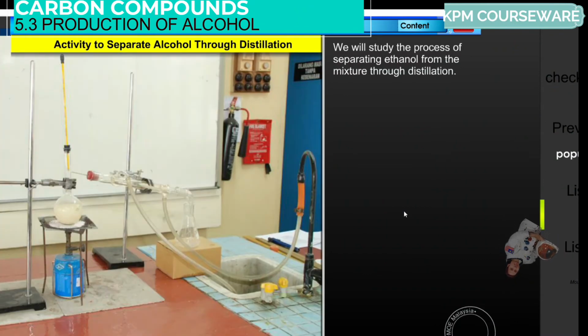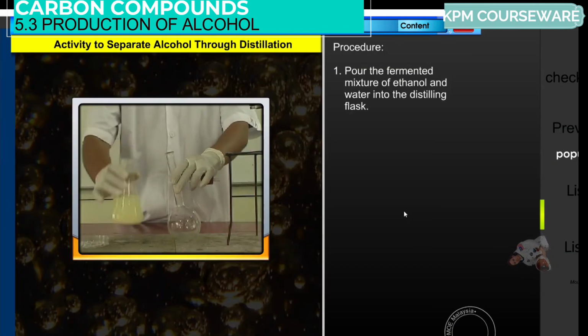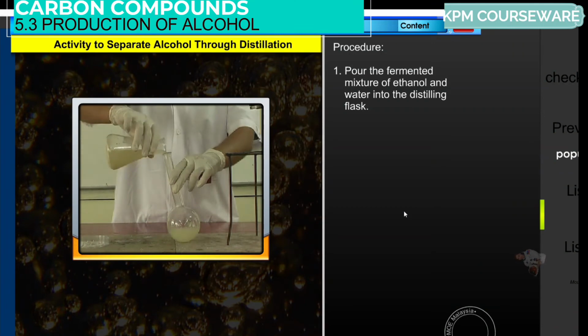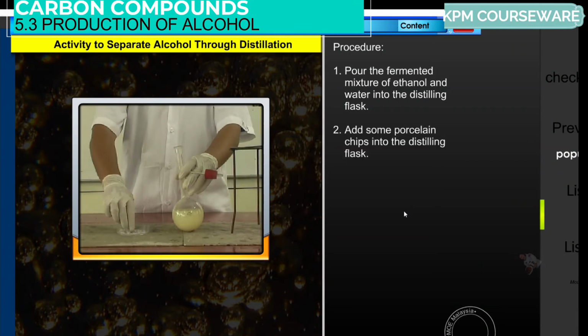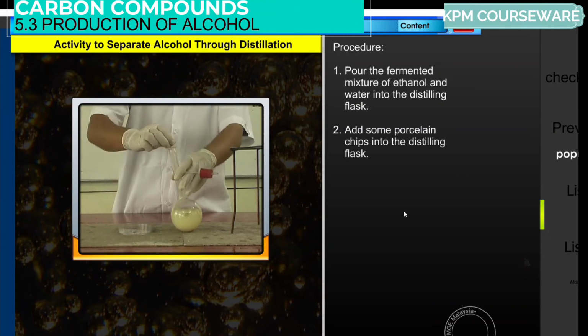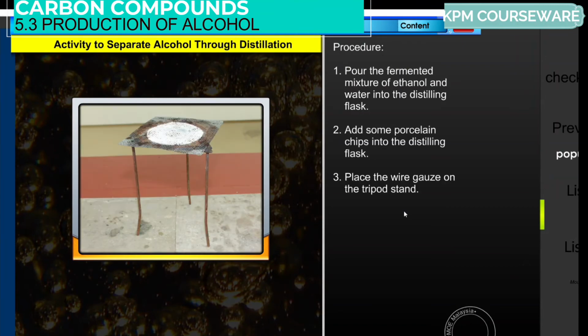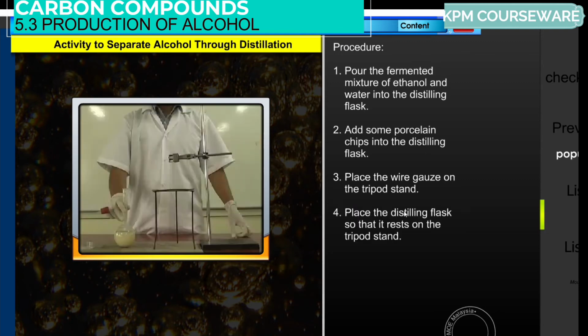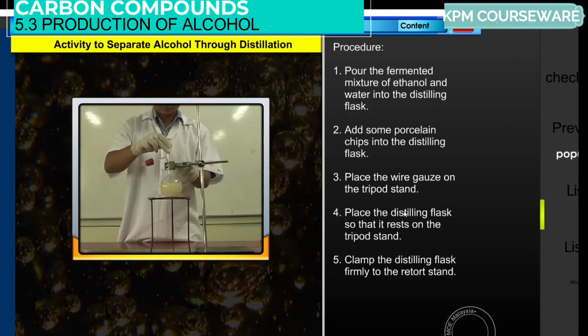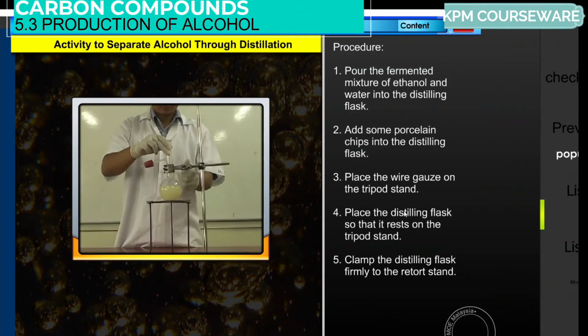Set up the distilling apparatus as shown. Pour the fermented mixture of ethanol and water into the distilling flask. Add some porcelain chips into the distilling flask. This is to prevent bumping during heating. Place the wire gauze on the tripod stand. Place the distilling flask so that it rests on the tripod stand. Clamp the distilling flask firmly to the retort stand.